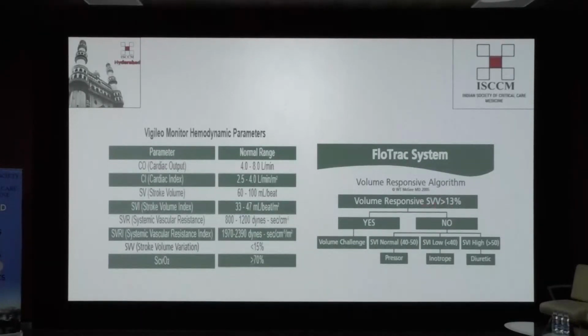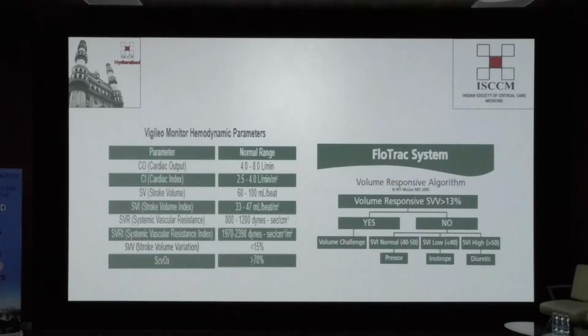One more thing you need to see is the stroke volume variation. If it is more than 13, yes, give a volume challenge and see that it comes to less than 10. If it is less than 13, then go for the stroke volume index. If the index is normal, you need to go for a vasopressor. If the index is a little bit low, try to increase your inotropic support. Or if your stroke volume index is high, in these situations you need to add a diuretic.